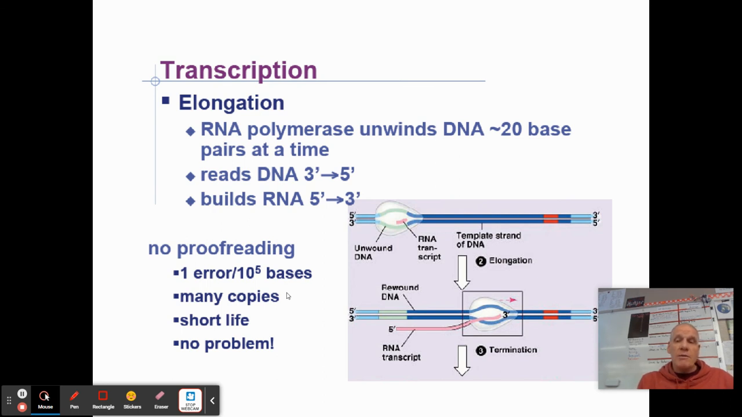That's okay, because remember, DNA is our $1 million blueprint, and the RNA is your 10-cent copy. We're not doing the whole genome. We're only doing one gene at a time. It's relatively short-lived. If you make a mistake and you don't make the proper protein, you make another messenger RNA until the proper protein is made.